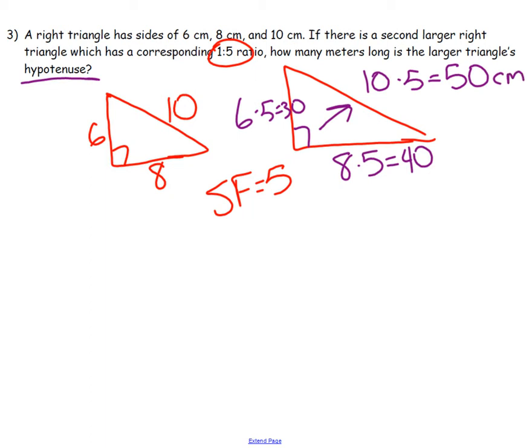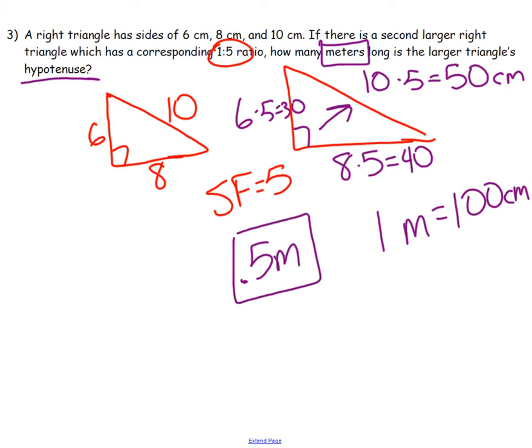Then we just need to make sure we read the question very carefully. It says how many meters is that? So if 1 meter is 100 centimeters, what part of a meter is 50? It would be half of a meter, or 0.5. Just make sure you read the question carefully.